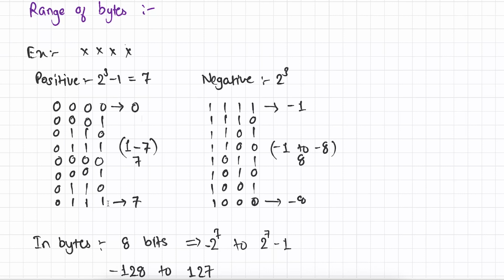This is equal to 0, and other than 0, 7 numbers are possible. So 1 to 7, 7. A total of 7 positive numbers are possible to store in 4 bits of integers.